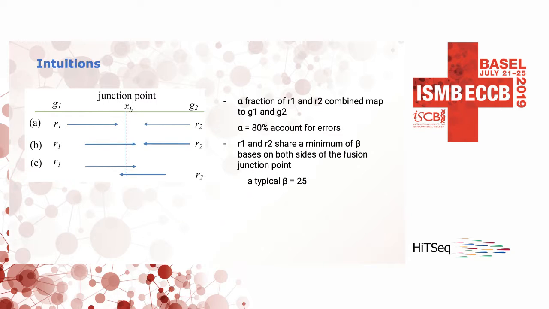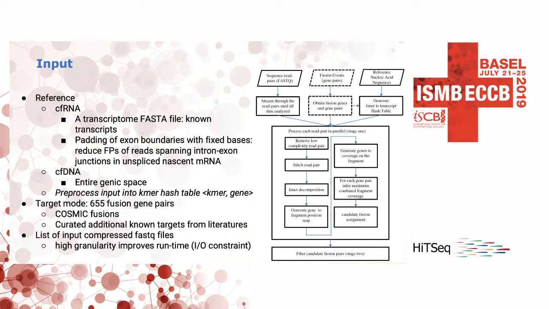So secondly, R1 and R2 would share a minimum of beta bases on both sides of the fusion junction point. Traditionally, other methods just choose 25 base pairs to improve the specificity. As I mentioned, the method consists of three parts. This is the input part.